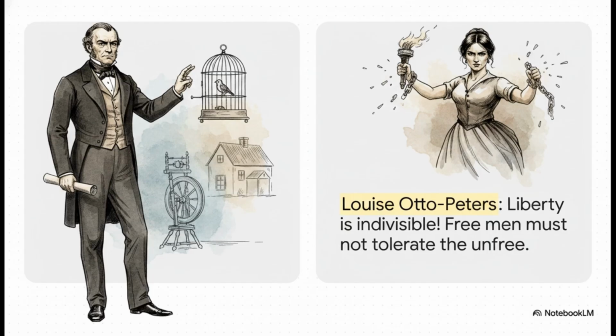Against this, we have feminist activist Louise Otto Peters, who fiercely dismantled that logic. She argued a profoundly simple philosophical point: liberty is indivisible. Basically, you cannot claim a society is fighting for freedom if half of its humanity remains deliberately unfree.